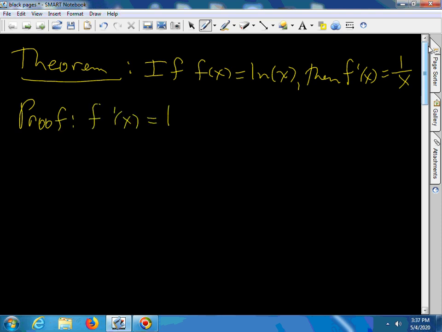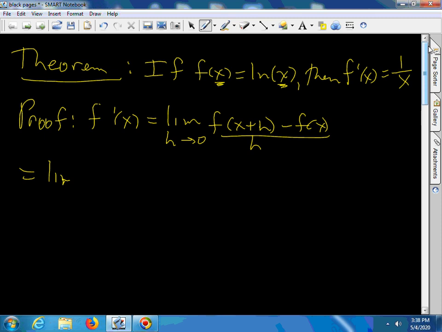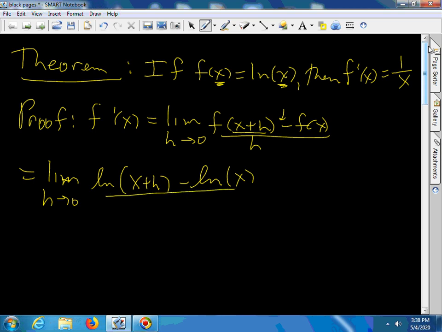f prime of x is equal to the limit as h goes to 0 of, well, f of anything is just the ln of anything. But I didn't need to say that just yet. It's f of x plus h minus f of x all over h, equals the limit as h goes to 0 of, well, f of anything is just the ln of the anything minus f of something else. So it's ln of that something else, all over h.